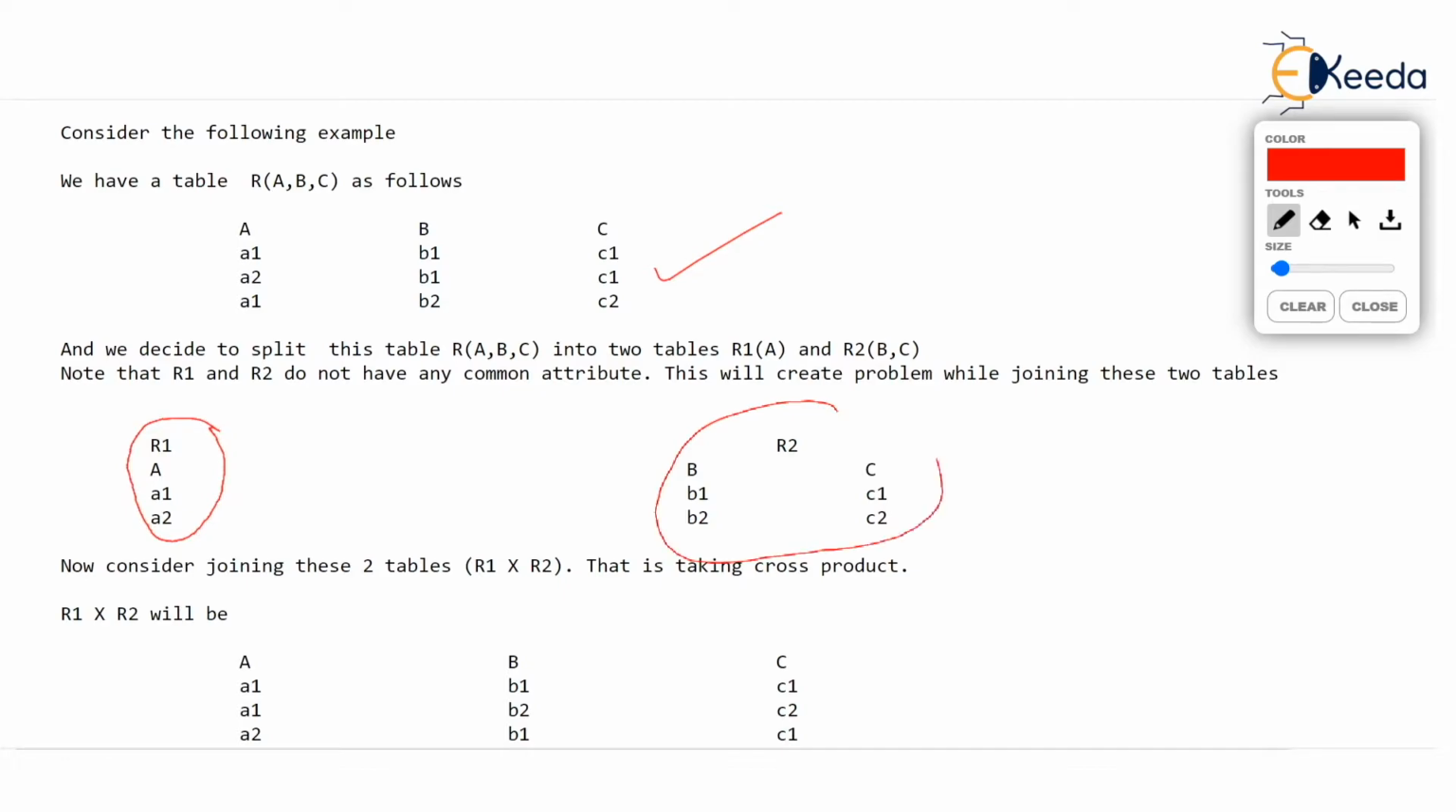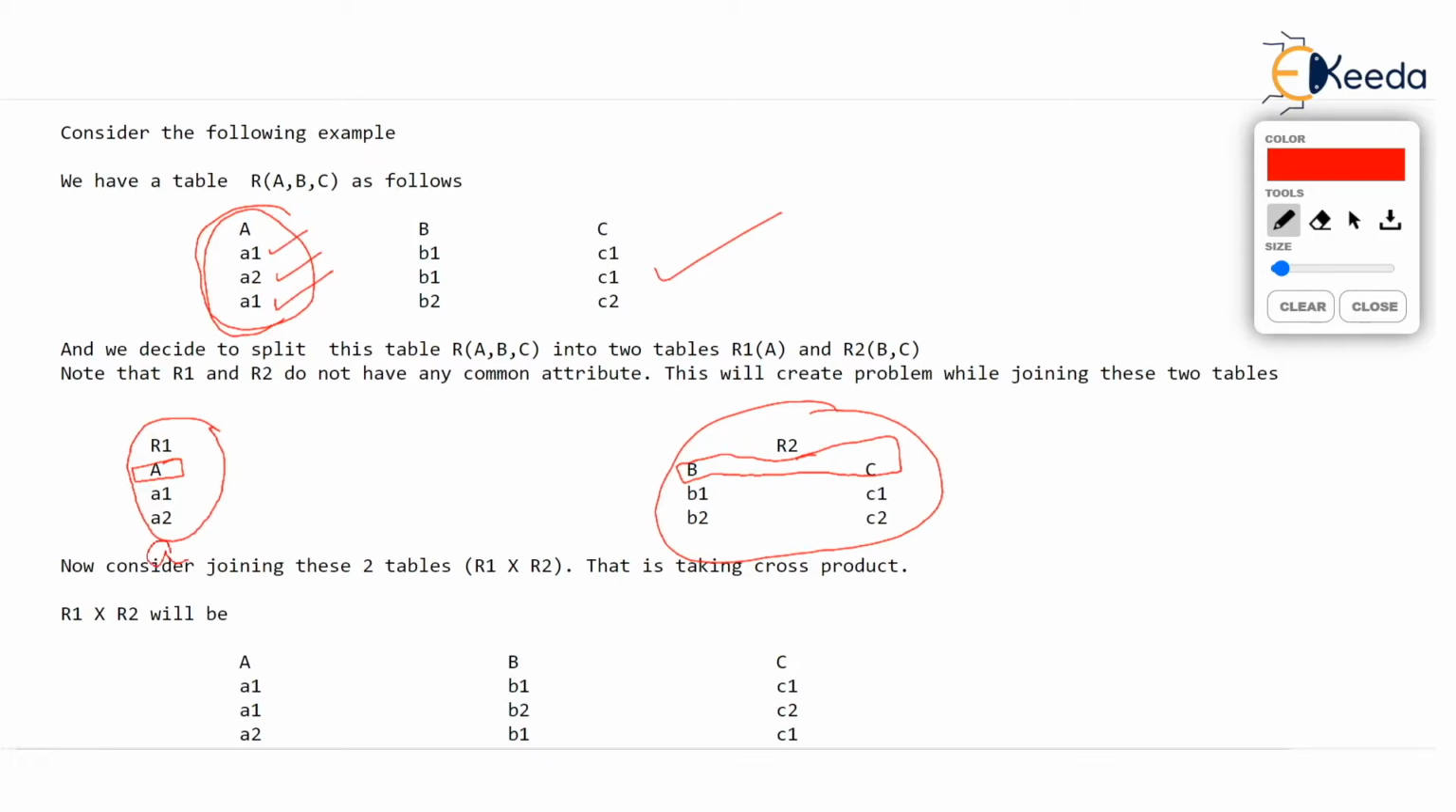Watch, R1 will have attribute A, and R2 has attributes B and C. Then what will be the values of A? Just check the original table I am marking here. Values of A are A1, A2, A1. Doesn't that mean A1 and A2? That's it. Or will you write A1 again over here? No, no, no. Unique values.